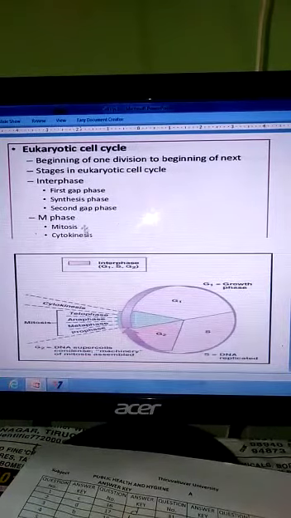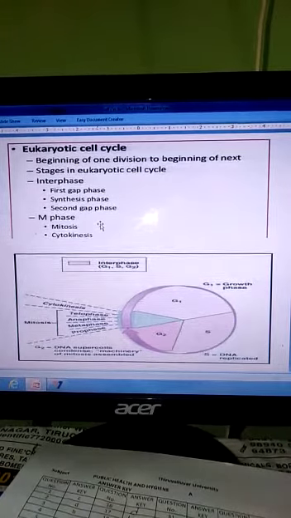Next one, eukaryotic cell cycle. Beginning of one division to beginning of next, stages in the eukaryotic cell cycle. This cell cycle has two phases: interphase and M-phase. Interphase is the longest phase. It has three phases: G1 phase, S phase, and G2 phase. G1 is the first gap, S is synthesis, and G2 is the second gap phase. Next, M-phase: this is mitosis and cytokinesis.